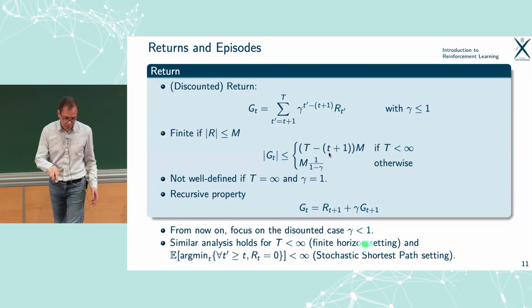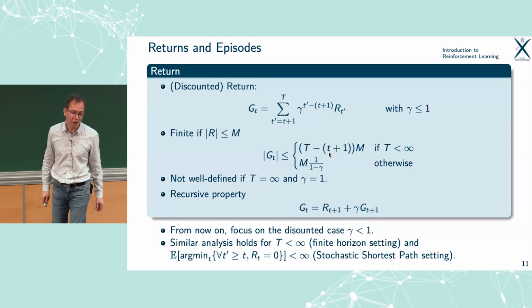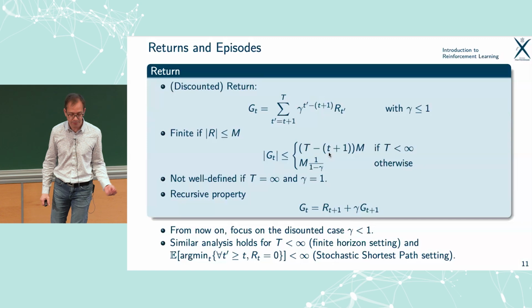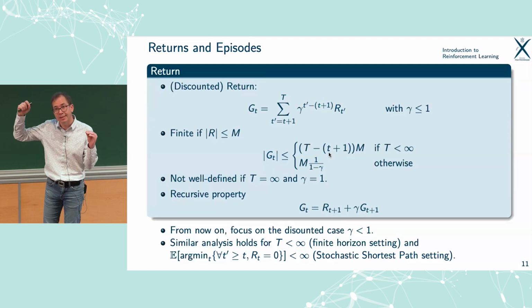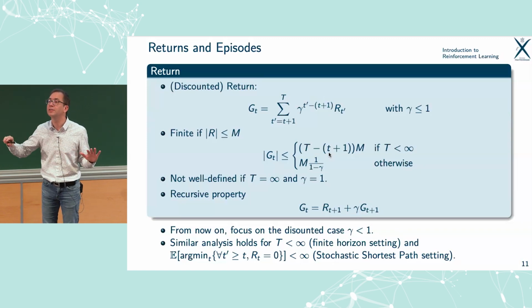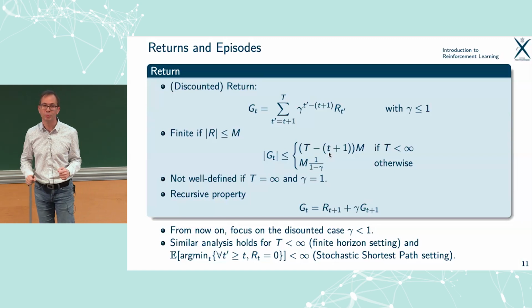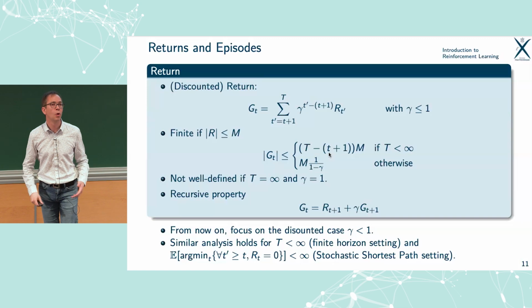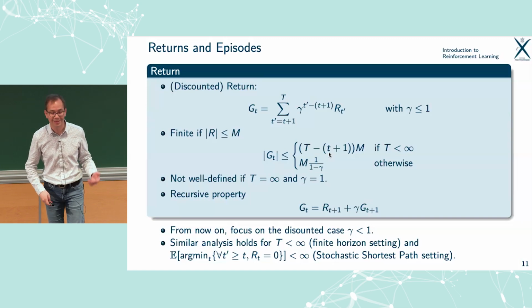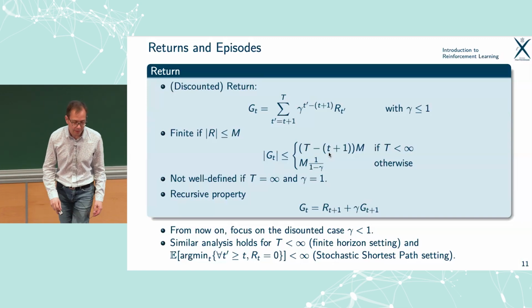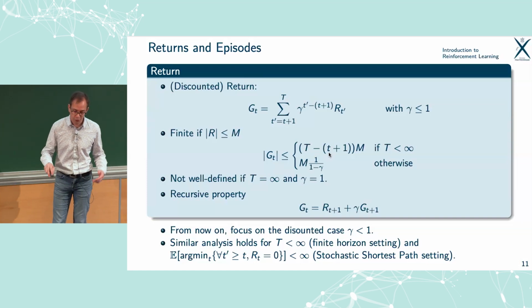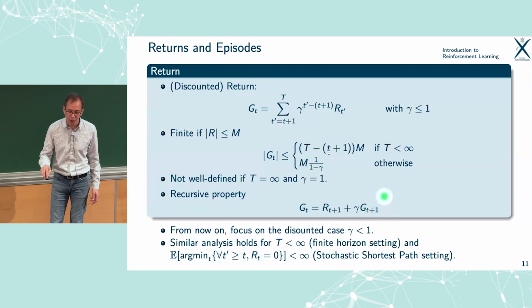For this talk, I'm going to focus on what is called a discounted case, in which this gamma is going to be strictly smaller than 1, so that everything is well defined. If you want to go deeper, you can relax this assumption, but you have to add much more complexity to the analysis.